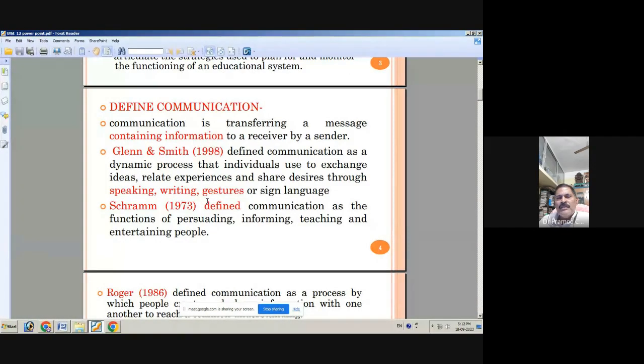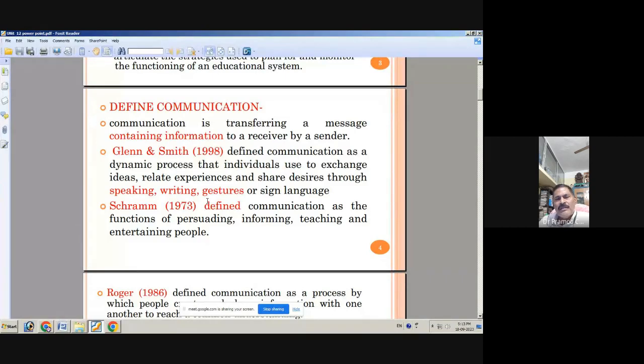So if you speak something, then another is to listen. If you write something, another will see. If you show some signs, then another is able to understand what I am going to say. Another meaning is communication as the function of persuading, informing, teaching, and entertaining people. Always we are trying our best to get information because we want to know something. Around us, so many things are happening. We must know it, and this may be treated as information.